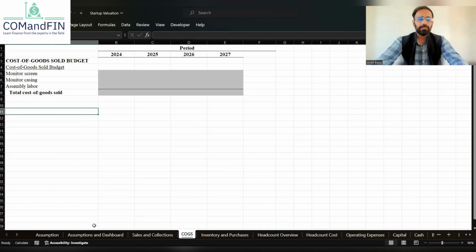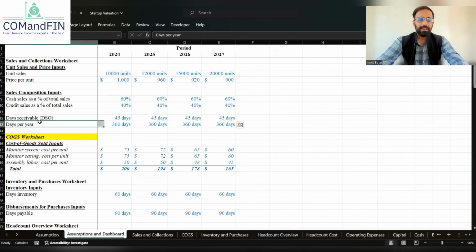will use the assumption. Now, if you see in the assumption sheet, information is given related to the COGS. So monitor screen information is given here, then monitor casing information is given, and then assembly labor information is given, right? Here you can see monitor screen cost per unit is given, that is $75, $72, $65, and $60. Then monitor casing cost per unit is 75, 72, 65, and $60. Assembly labor cost is 50, 50, 48, and $45. Then here you can see total cost is 200, 194, 178, and $165. Right? This is the information given here.